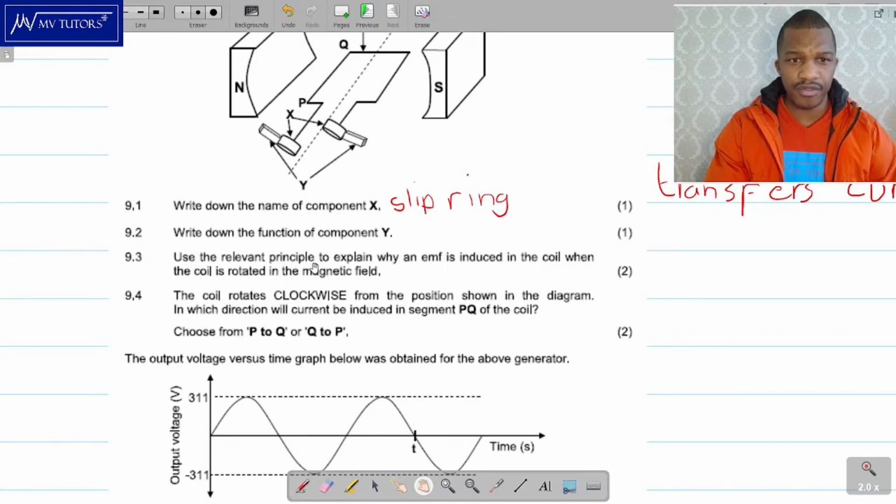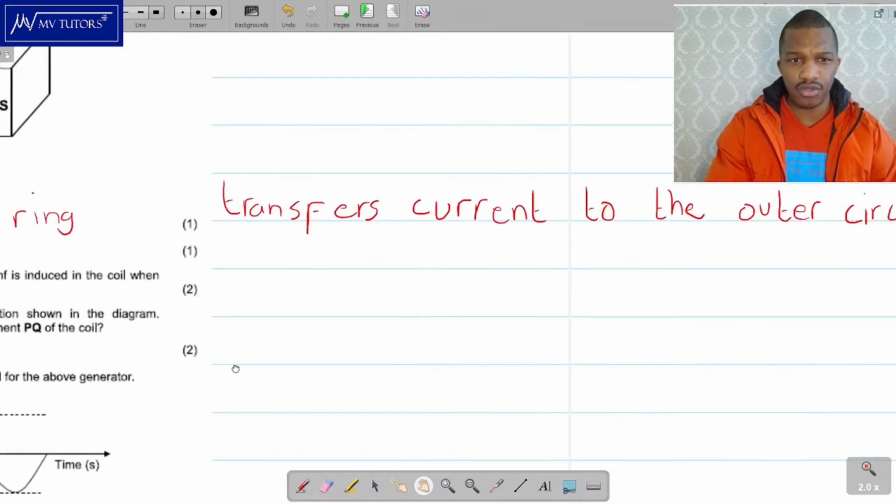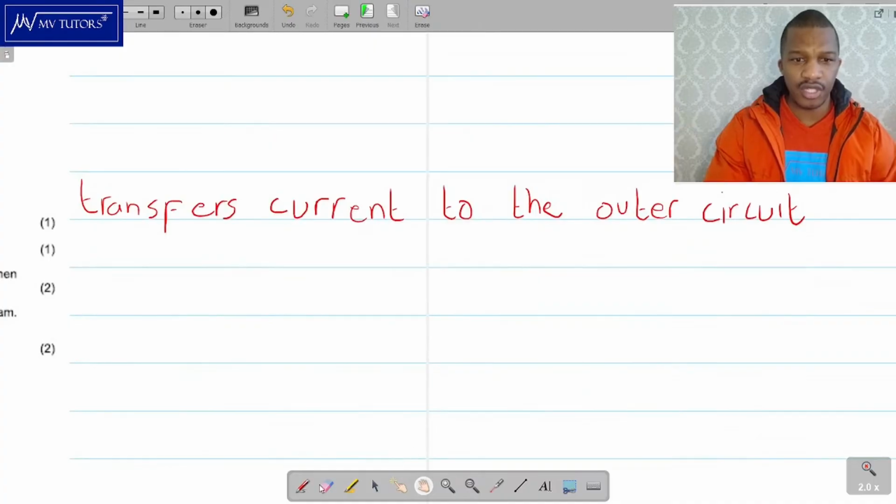And then, use the relevant principles to explain why an EMF is induced in the coil when the coil is rotated in the magnetic field. So I want you to think of this. Okay, when you rotate the coil, why is an EMF induced? Now it's induced because, let me just write it down. Then I'll explain it once I've written it down, because it will make much more sense to you once it's actually written down.